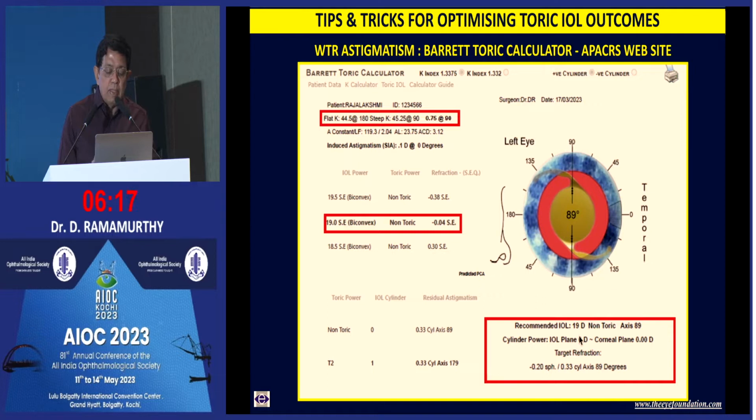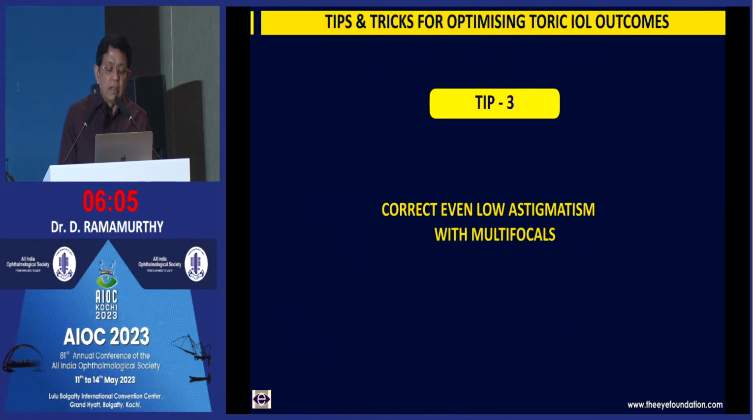So don't go with the cylinder in the spectacles. Don't go just by the magnitude of the astigmatism. Feed it into the formula and let that tell you whether the patient needs a toric or a non-toric intraocular lens.